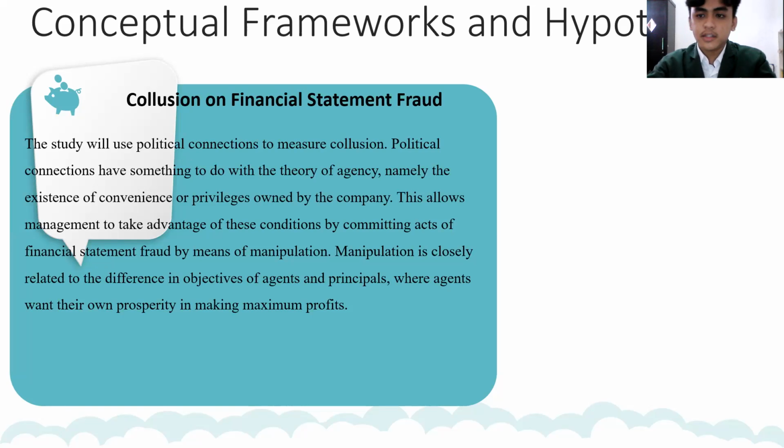Collusion on financial statement fraud, the study will use political connection to measure collusion. Political connection has something to do with the theory of agency, namely the existence of convenience or privilege owned by the company. This allows management to take advantage of this condition by committing acts of financial statement fraud by means of manipulation.